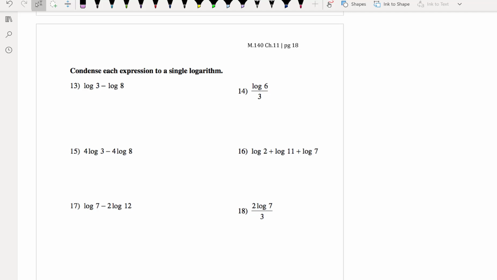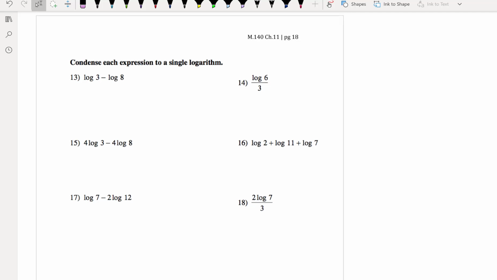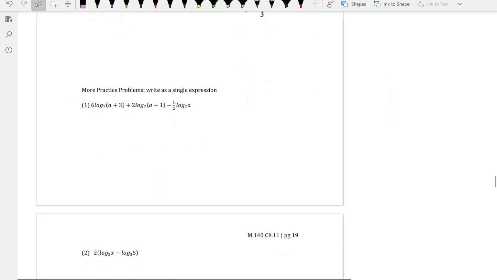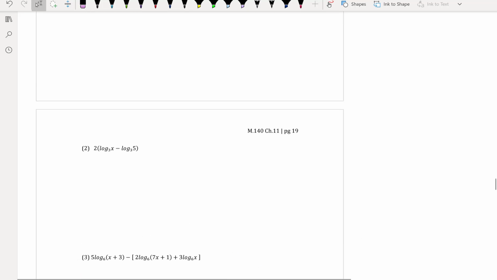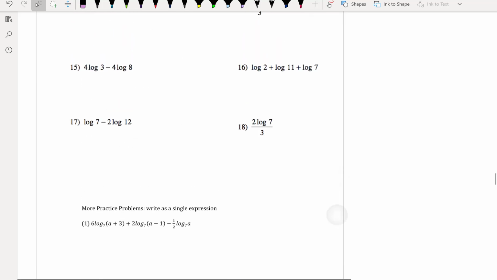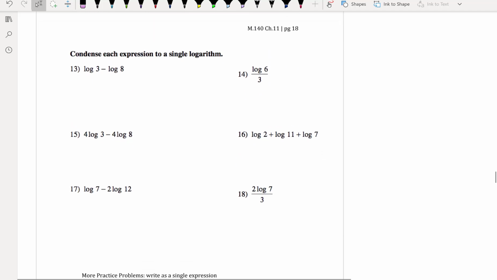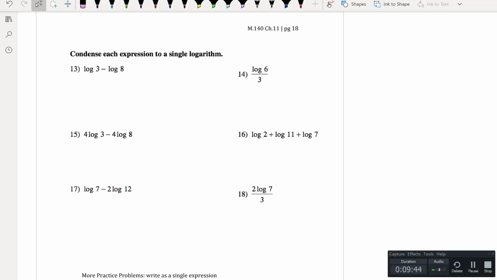So now for this page, 13 through 18, all the way down to the end of this, or mid-page 19, so all of page 18 and halfway through page 19, I want you guys to go ahead and try these problems on your own. These are your practice problems. This is where you press pause and try to work on these problems and check your answers against mine. So go ahead and press pause.